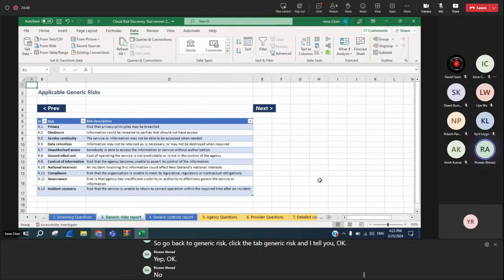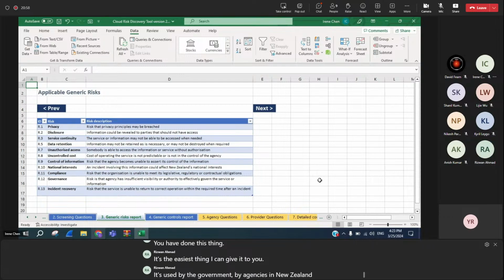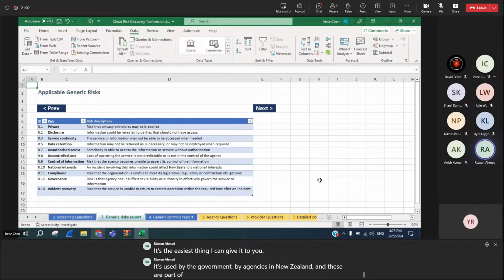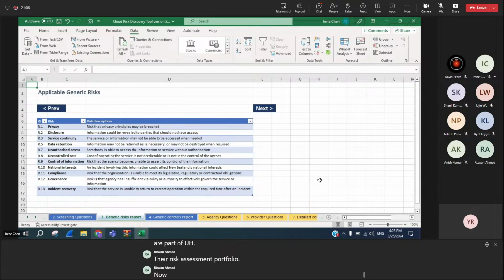Now, guys, listen to me very carefully. You have done this thing. It's the easiest thing I can give you. It's used by the government, by agencies in New Zealand, and these are part of their risk assessment portfolio. Now, it has come up with some 13 risks. First is privacy, because you're putting some information.